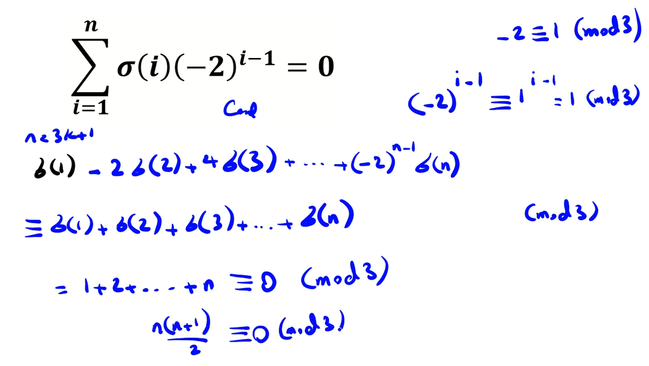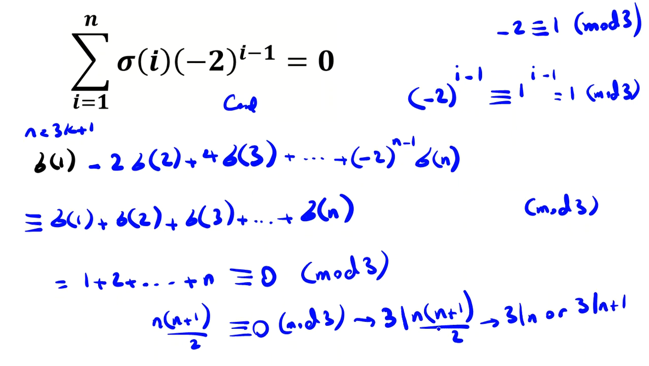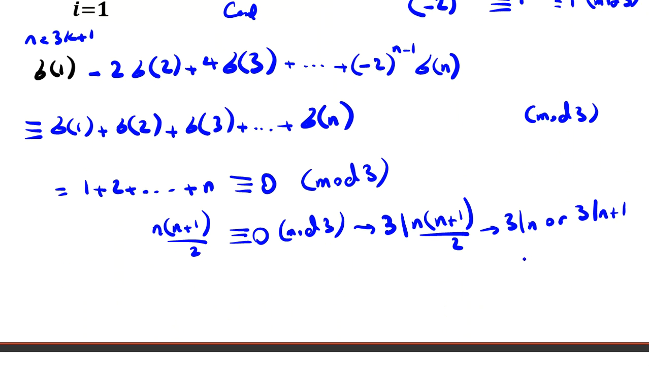So we can conclude what? 3 divides their difference. So 3 divides n times n plus 1 over 2. So 3 divides n, or 3 divides n plus 1, because it is over 2, and 3 and 2 are relatively prime. So we can conclude that n mod 3 is 0 or -1, or 2. So we've proved that here for n mod 3, a contradiction when n is congruent to 1 mod 3.